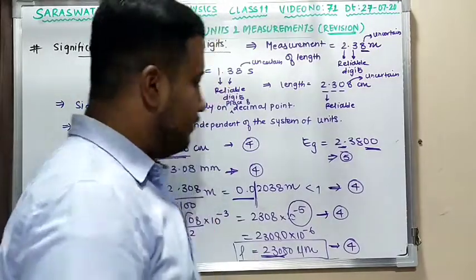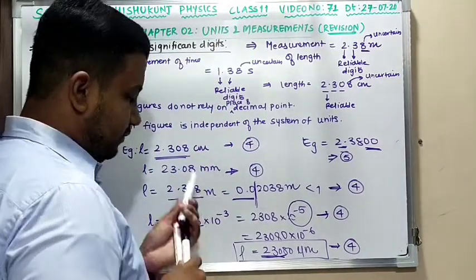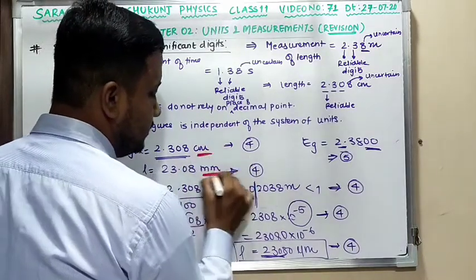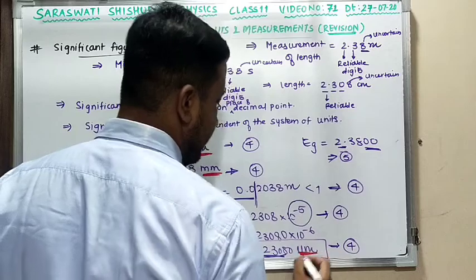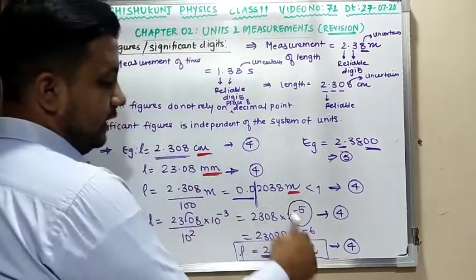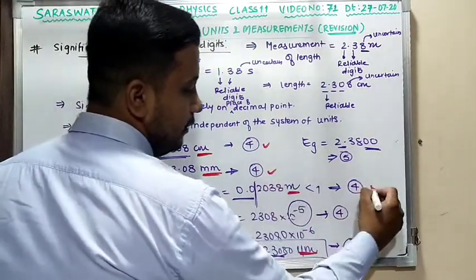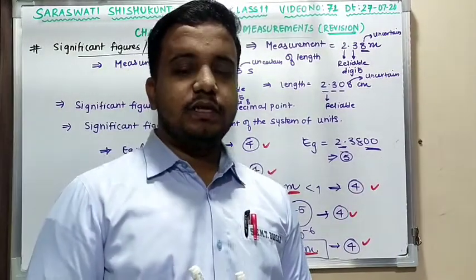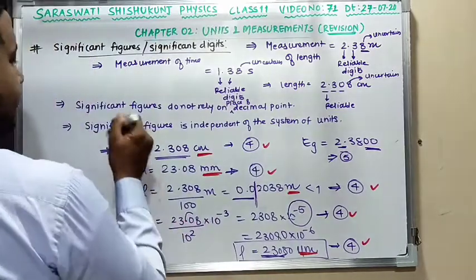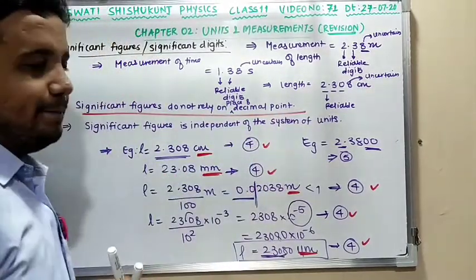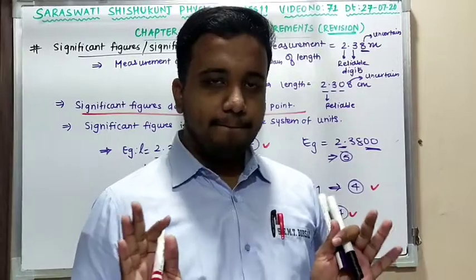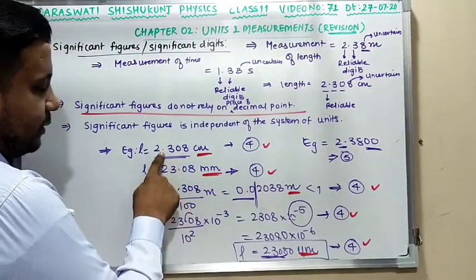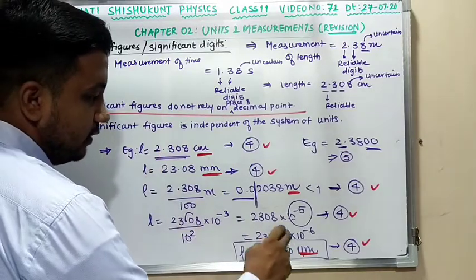You will be able to notice that we have taken a few different systems of units: centimeter, mm, micrometer, meter. Still you will be able to notice that your significant figures are 4 only. Means I have proved that significant figures do not rely on the system of units. Very clear? Decimal point also it does not rely on. See, decimal point is over here, decimal point is over here, decimal point is over here.